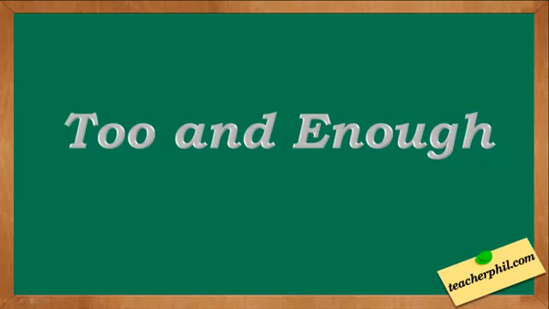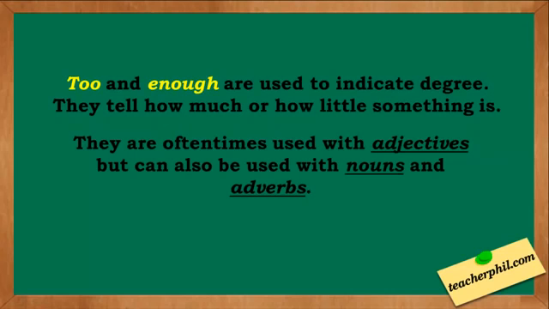How to use the words too and enough correctly. Too and enough are used to indicate degree. They tell how much or how little something is. They are oftentimes used with adjectives, but can also be used with nouns and adverbs.